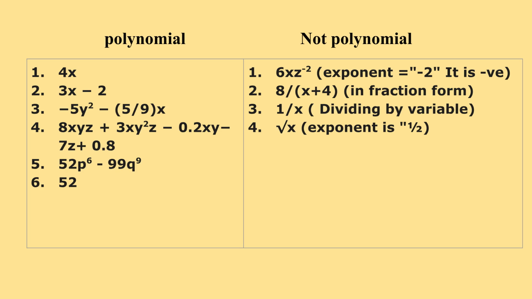Some of these are polynomials, but all of these are not polynomials. In the second column, first, the value of the exponent is negative. In the second, it is in fraction form. We cannot divide anything by the variable x. If we divide by a number, it is a polynomial. If you divide by the variable, it is not a polynomial. Here we also divide by the variable, so it is not a polynomial.